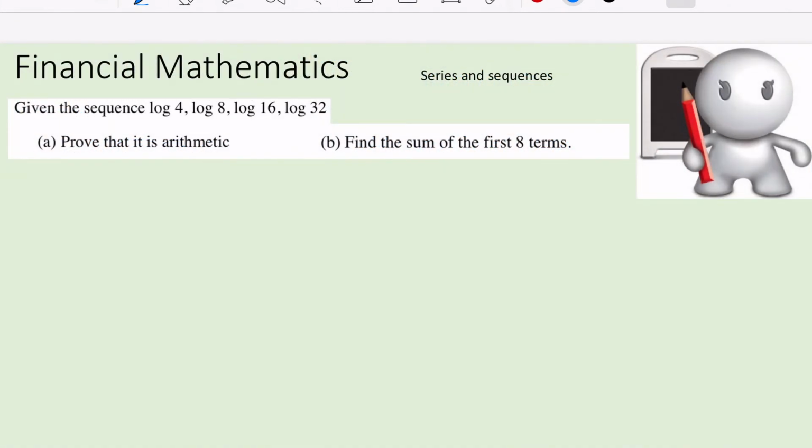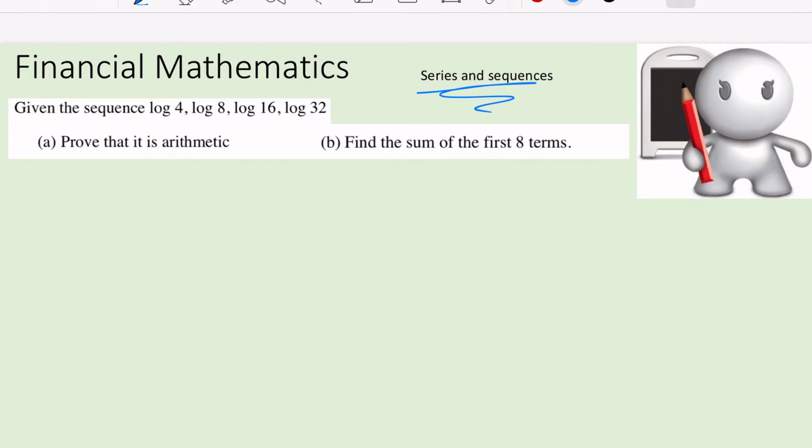Alright, so now we move on to financial mathematics, and what we have is our understanding of series and sequences. Could I please make mention that both for arithmetic and for geometric series, your formulas are given, as well as the sum to infinity formula is given. So please make sure that you use your reference sheet.